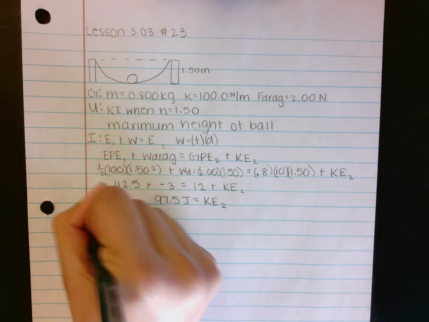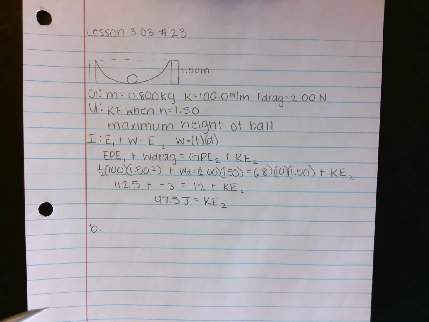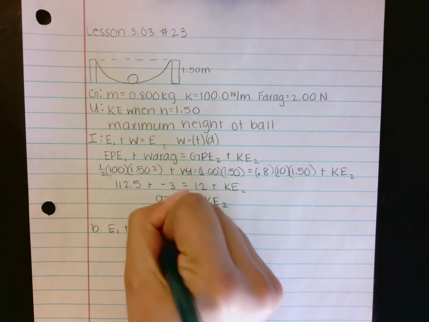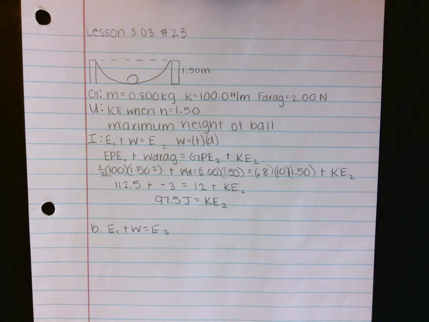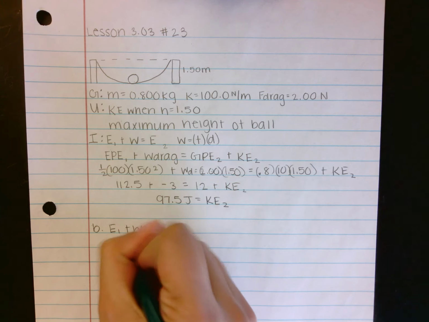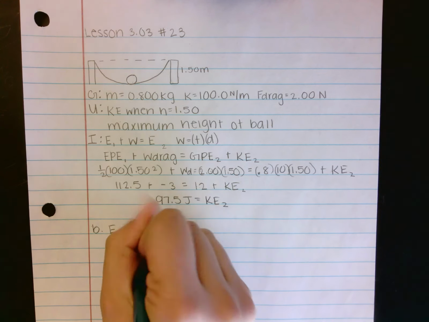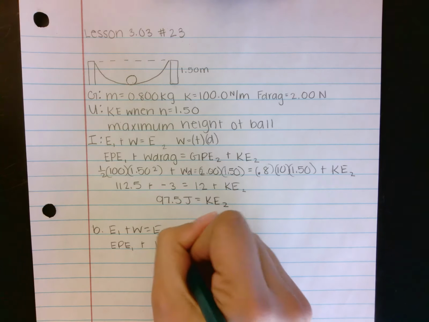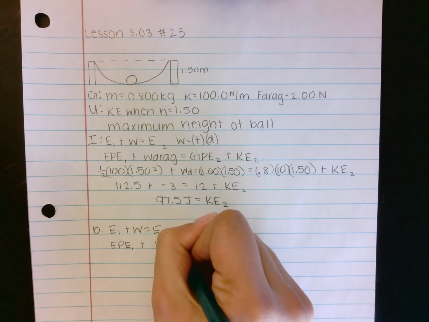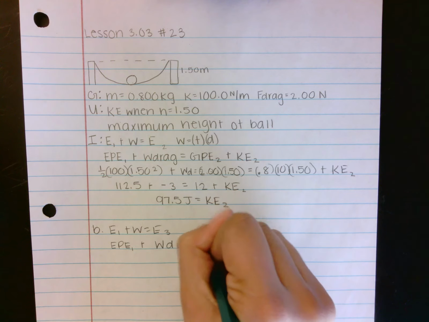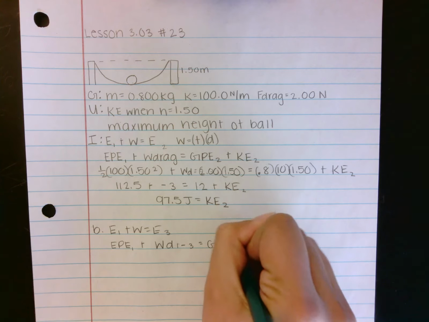So part B asks us to determine the maximum height of the ball. So here we can set up the same E1 plus work equation equals E3. And so we know that at point 1 there's EPE plus the work of drag. But we want to find the maximum height, so we put 1 to 3 equals GPE2 or 3.